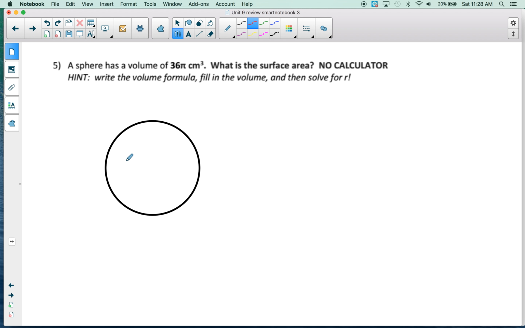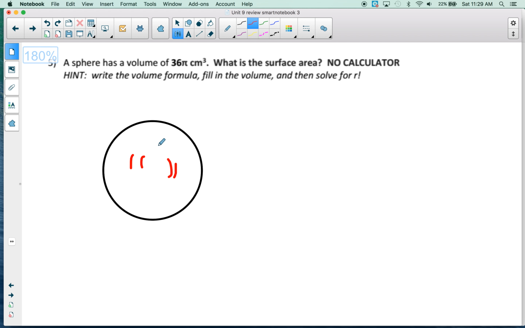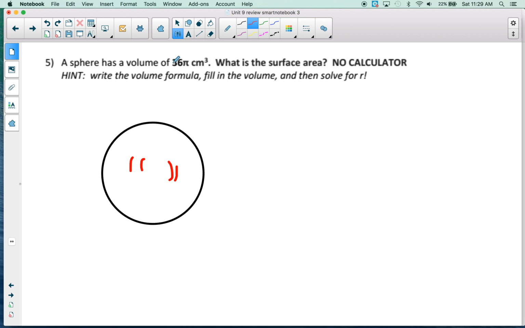Not that we really need a diagram here. I'll try to do something to show it's rounded a little bit, like a pool ball, a cue ball. The sphere has a volume of 36 centimeters cubed. What's the surface area? Okay, so they told us volume and they actually gave us the answer.